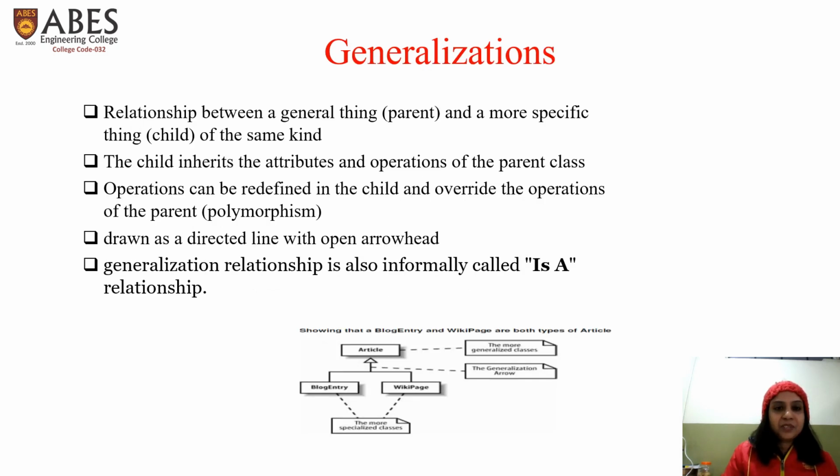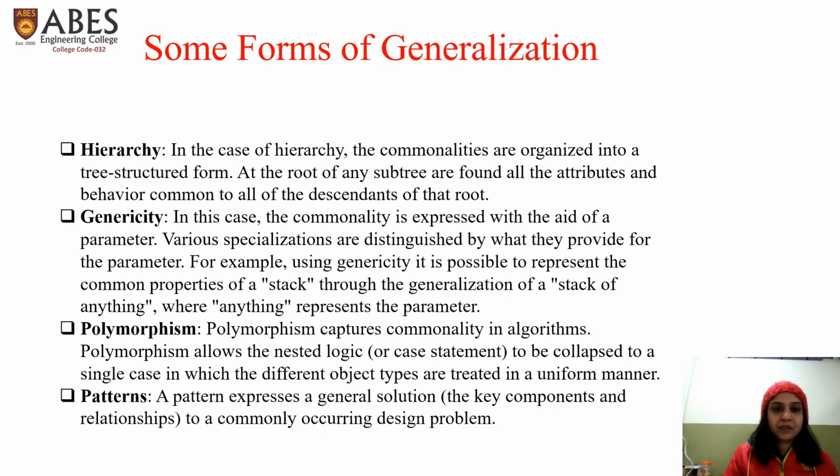The next relationship is generalization. Generalization is basically a parent-child kind of relationship. In this relationship, a general thing and a more specific thing of the same kind are related. The child inherits the attributes and operations of the parent class. Operations can be redefined in the child and override the operations of the parent. It is drawn as a directed line with an open arrowhead. It is basically an is-a relationship.